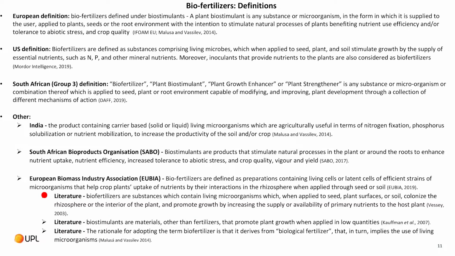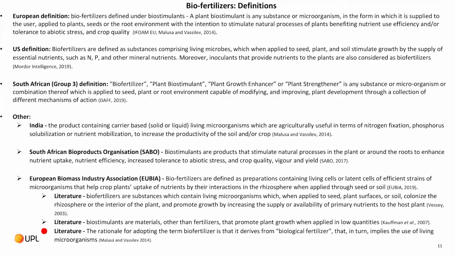In literature, there are even more types of definitions, with researchers battling and debating on how to precisely define a biofertilizer. The first one there is one that we know already. Biofertilizers are substances which contain living microorganisms, which when applied to seed, plant surfaces or soil, colonize the rhizosphere or the interior of the plant and promote growth by increasing the supply or availability of primary nutrients to the host plant. Then you get the second definition, which says that biostimulants are materials other than fertilizers that promote plant growth when applied in low quantities.